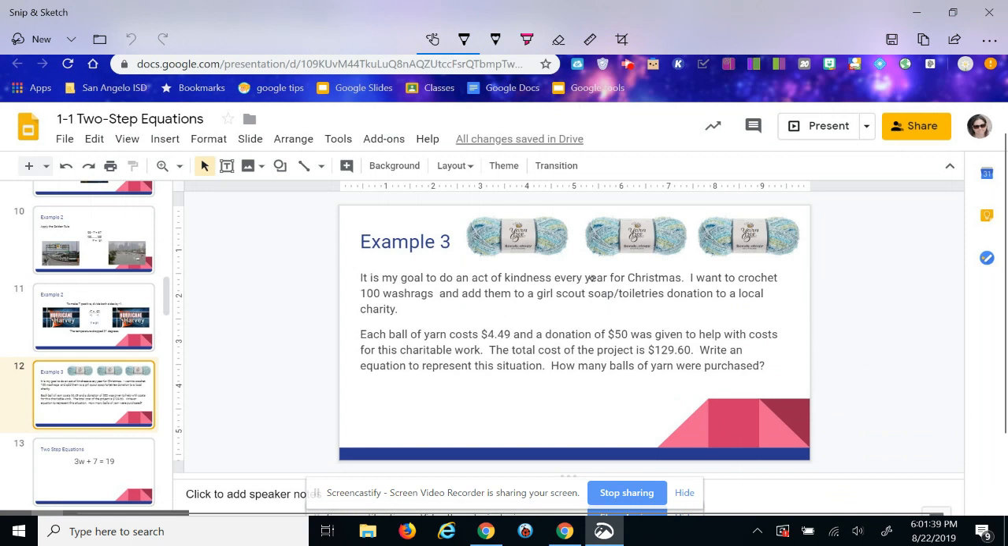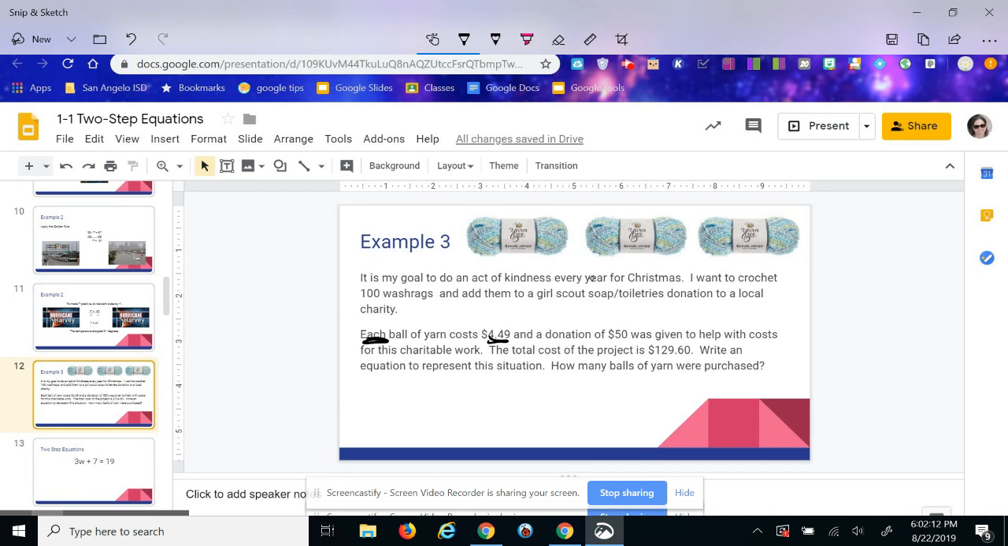All right, so 4.49 is my important information, right? And each ball was 4.49. So "each" is a very important keyword. Each, usually in algebra, is going to mean multiply or divide, right? So in this case, it's going to mean multiply because it's for each ball of yarn, and each one was 4.49. So we need to multiply those two things. Each ball of yarn, we don't know how many balls of yarn, so that's our variable, that's our unknown.